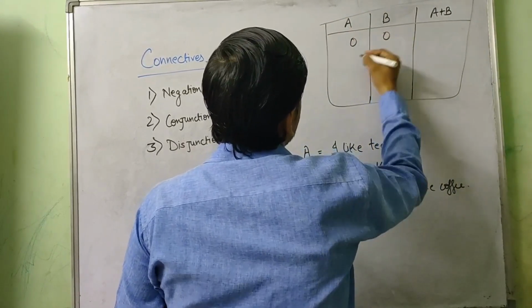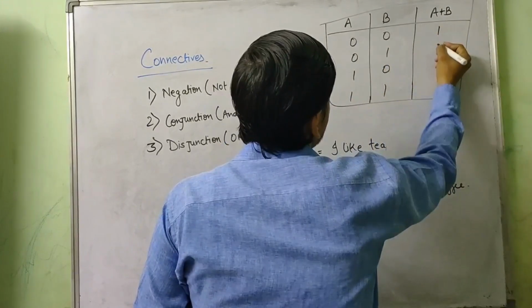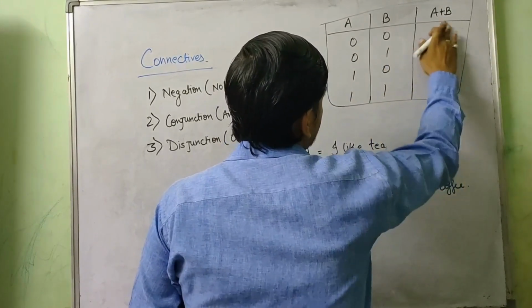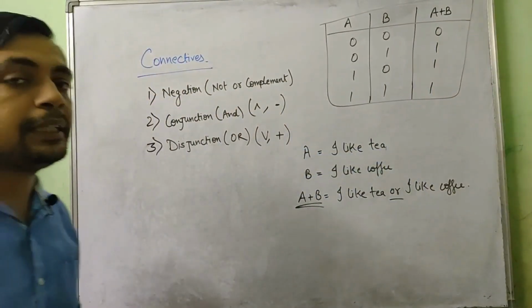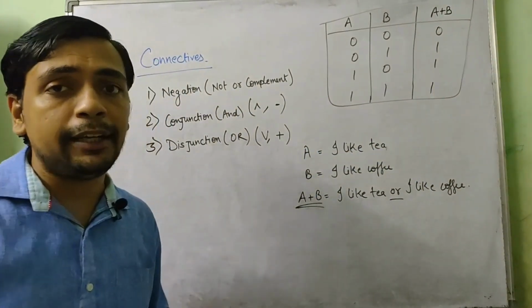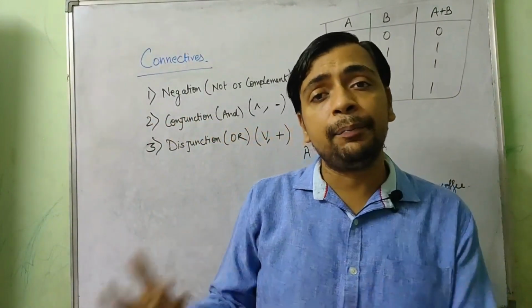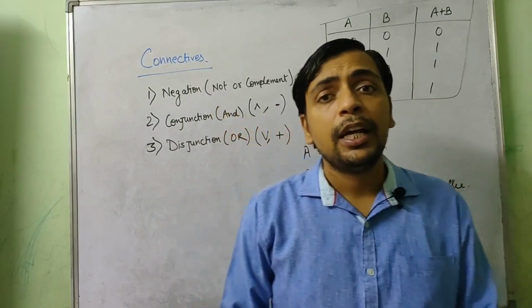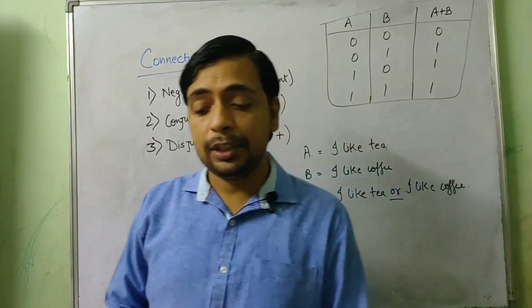The combinations will be 00, 01, 10 and 11, and that will give true if any one of them is true, and false if both of them are false. There is only one case when the disjunction connective will give you a false result, when both the input propositions are false. If any of the input propositions is true, it will give you a true result.